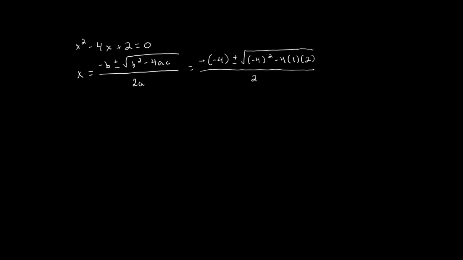And then divided by 2 times a, which is 1. So I'm going to just start simplifying. Negative 4 is positive 4. Then negative 4 squared is going to give me 16. And then the 4 times 1 times 2 is 8, so that's minus 8 inside there. And then 2 in the denominator.